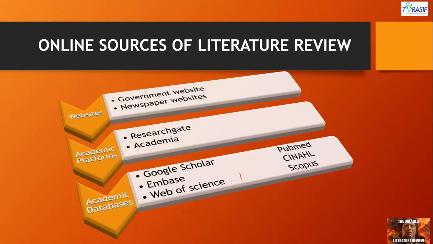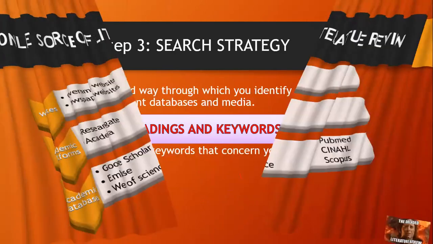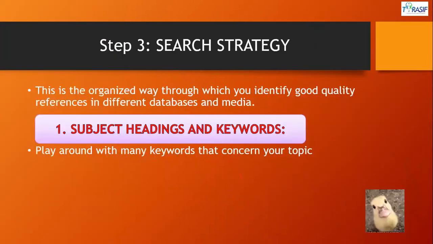Google Scholar and PubMed are free. The rest are not free. You can get access through somebody that has access. So you sometimes have to know somebody that knows somebody that knows somebody to get it done. So play around with keywords.